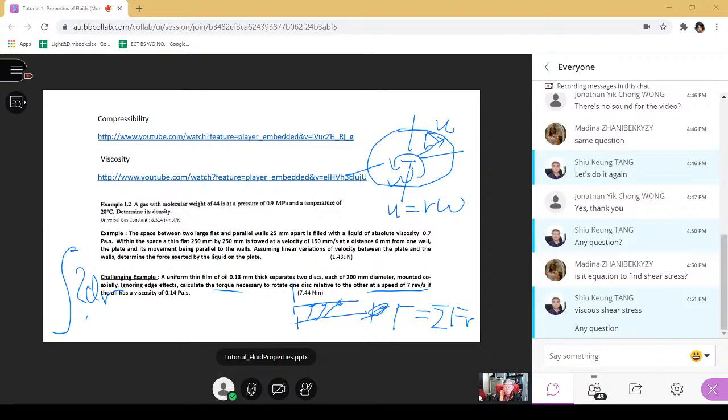Well, you are told that the two discs are not rotating at the same speed, and you are given this angular velocity. So you can actually treat one of these as a stationary disc, and the other one is moving with an angular velocity of 7 revolutions per second. Right? Okay. So this will be your challenge. I will give you 1 or 2 weeks to do that.